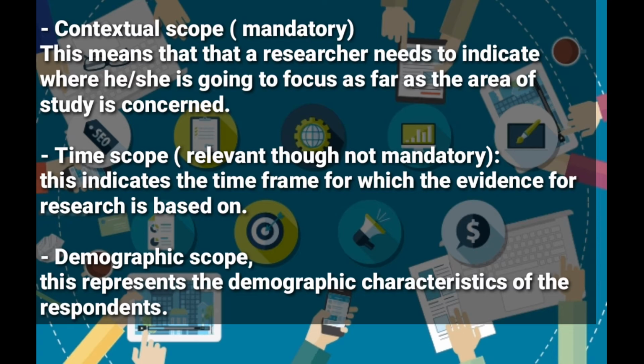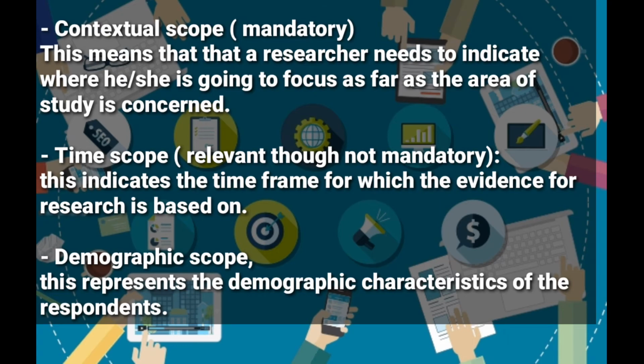Then we look at the time scope. Time scope is relevant, though not mandatory. It's not compulsory. And this indicates the time frame on which the evidence of the research is based. Time considered to be spent while conducting research can also be included in this section, though it's not mandatory. The time he's planning to use or the time that he used, that is the time scope. It's relevant, though not mandatory.